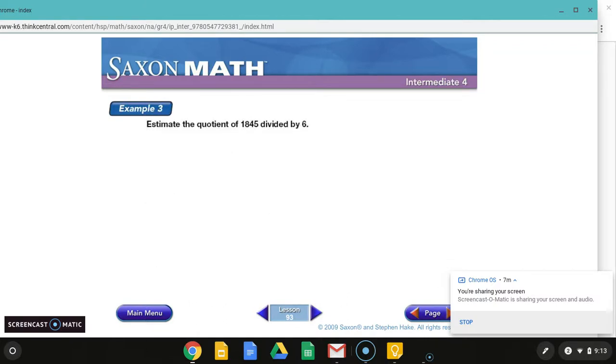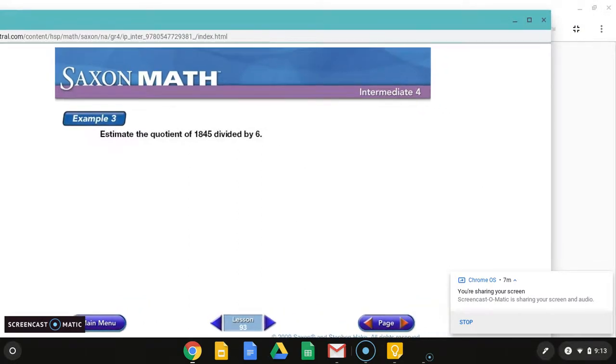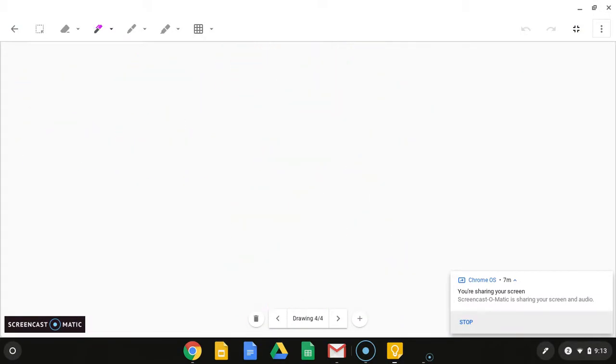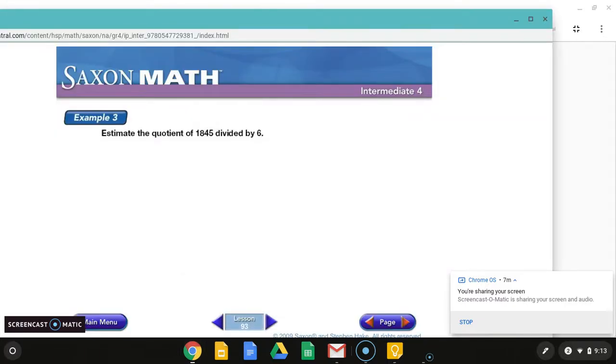Ooh, quotients. We have to remember what a quotient is. And I am confident that you all remember a quotient is an answer in a division problem. So this time we're going to estimate the quotient of 1,845 divided by 6. All right, so we're going to do some rounding. Now, when we estimate for division, we have not done two-digit divisors. We have only done one. So I don't do anything with the 6. Leave the 6 the same.